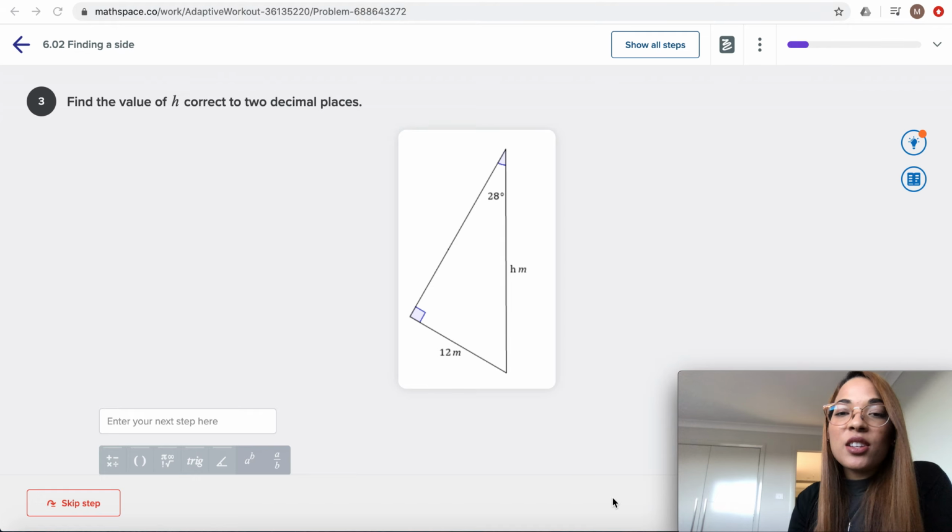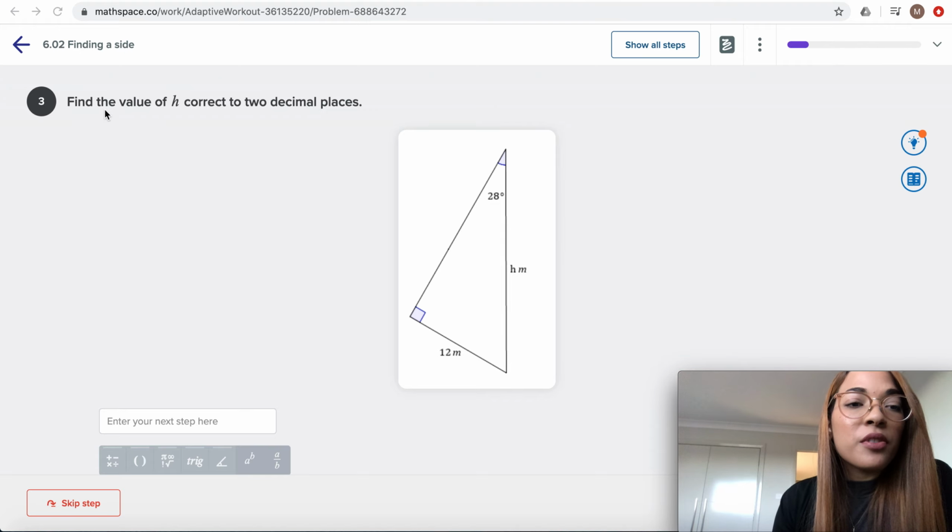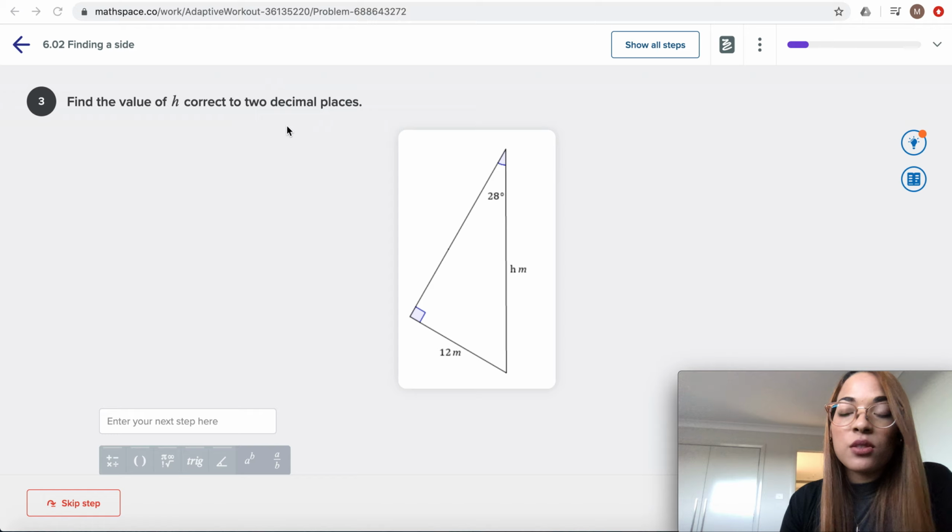So today I would like to walk you through an example from your assessment task on Mathspace. This particular question asks us to find the value of h correct to two decimal places. If I look at my diagram here, I am given a right angle triangle and I want to find this side of the right angle triangle.